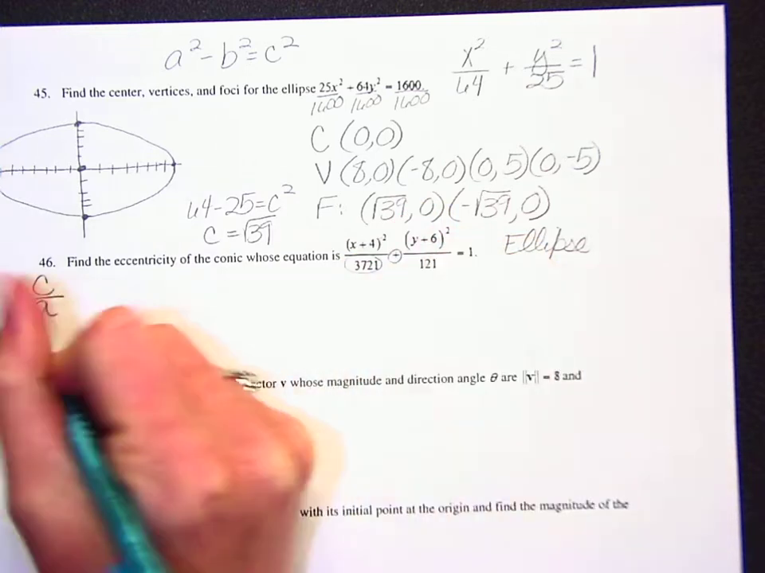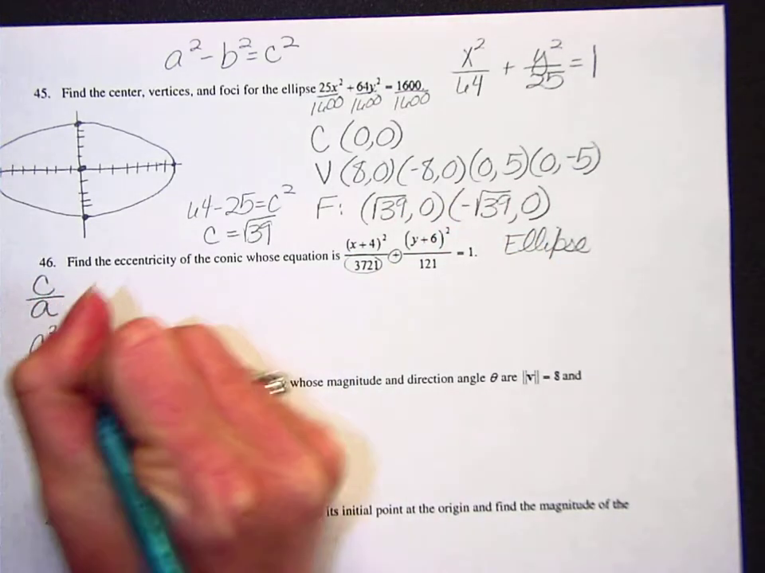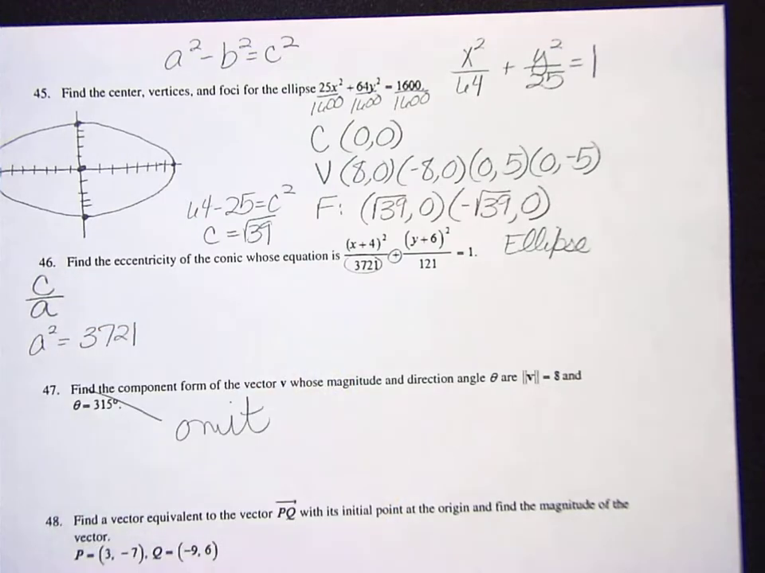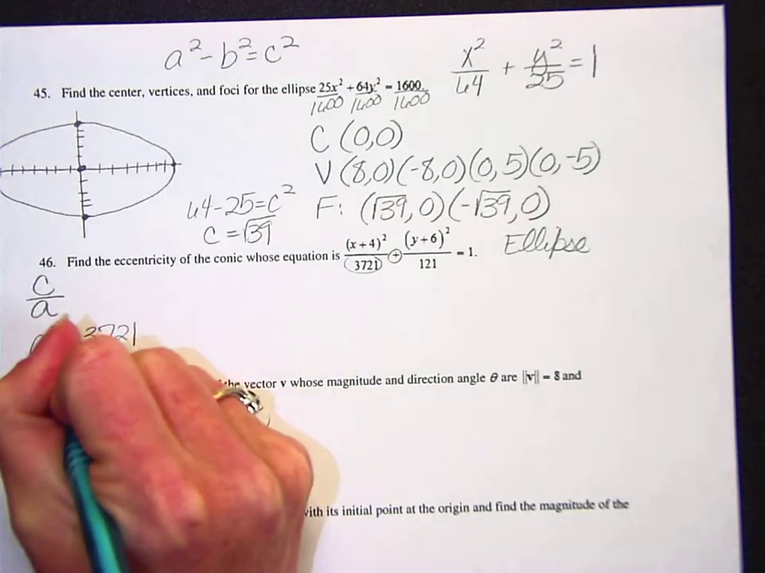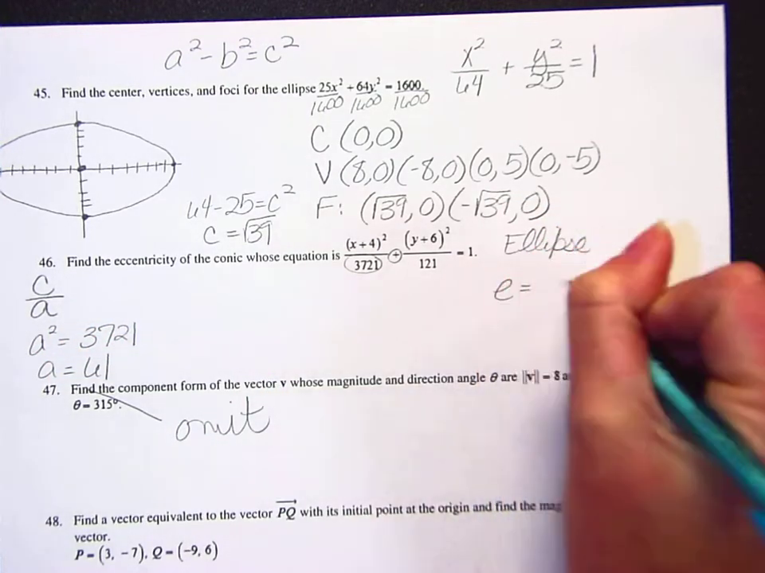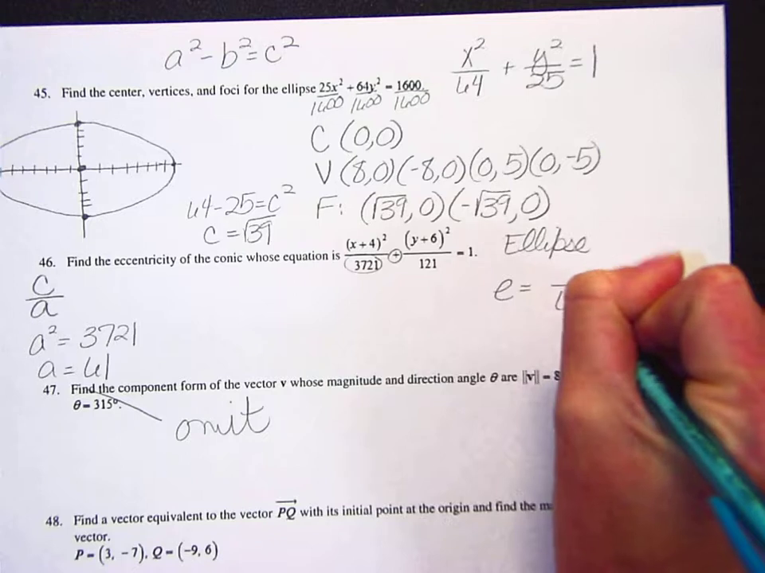So in this case, I know that A squared is 3,721. So let me grab my calculator and do the square root of that. So A is going to be 61. All right, so let me put my eccentricity over here. So it's going to be 61.